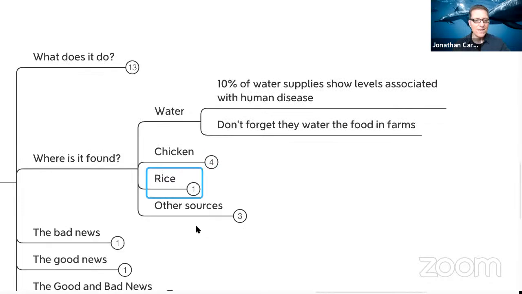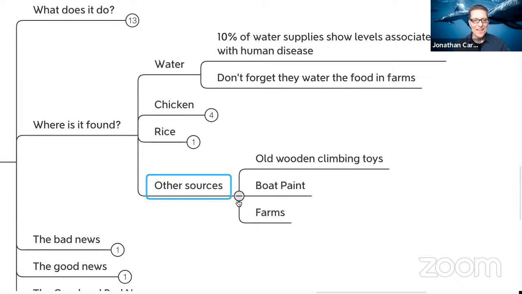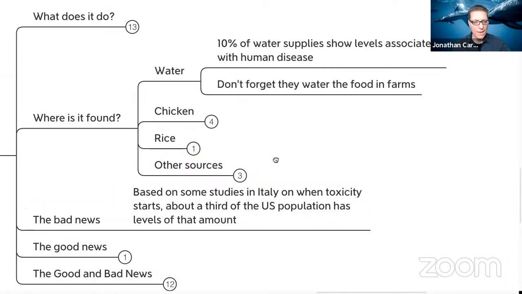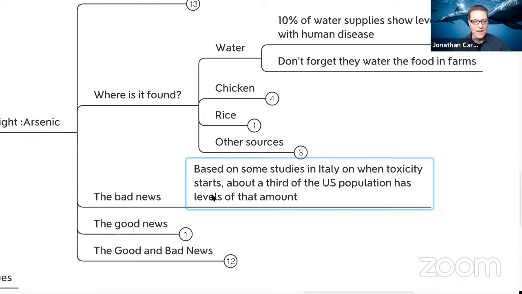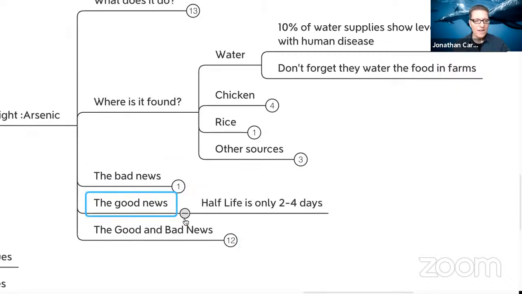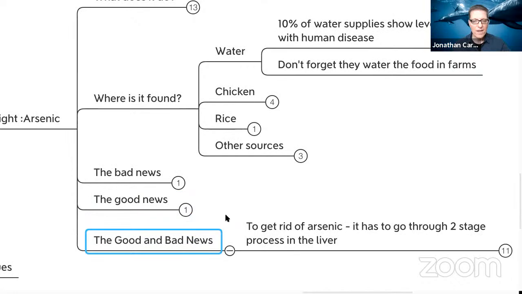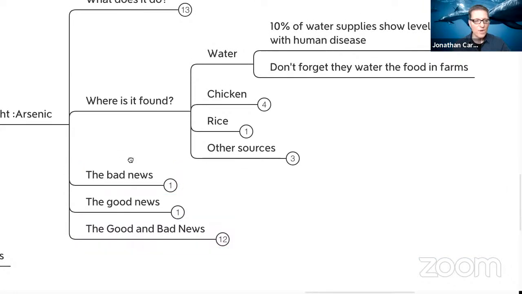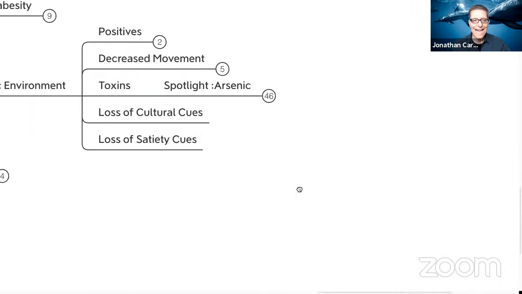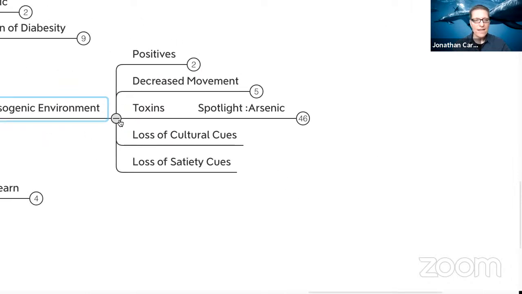Okay, I've got to speed things up a little bit since we're running out of time. Other sources, of course, are farms because of the soil, paints, old toys. Okay, so the bad news is probably a third of the U.S. population has some toxicity. The good news is it lasts only 2 to 4 days. In other words, if you completely get rid of your arsenic in a week, it's almost all gone. So very, very good to know. And I'm going to skip this. We spoke about it. I did a class on toxins and went through that in detail.